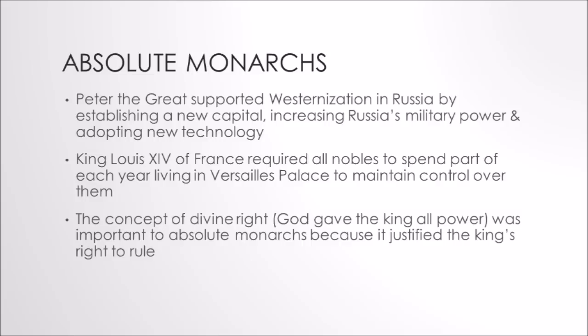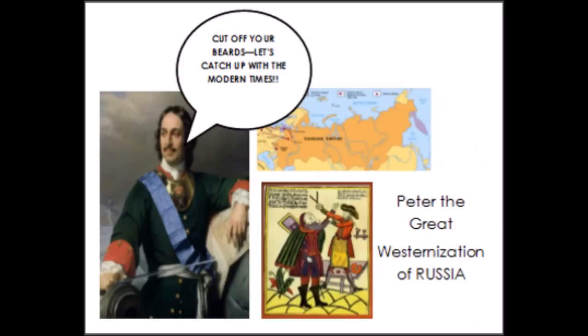Absolute monarchs included Peter the Great and King Louis XIV. Peter the Great supported westernization in Russia by establishing a new capital, increasing their power, and adapting new technology. King Louis XIV required all nobles to spend part of each year living in the Versailles Palace to maintain control. They used the concept of divine right that God gave them power to rule.